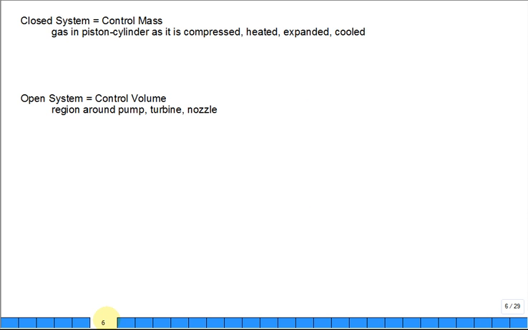We have open systems, closed systems. And so if you wanted to analyze flow through a pump or turbine or a nozzle, use a control volume. It's an open system analysis. If you wanted to analyze gas that's trapped in a piston cylinder that's compressed, heated, expanded, cooled, use a control mass or a closed system.